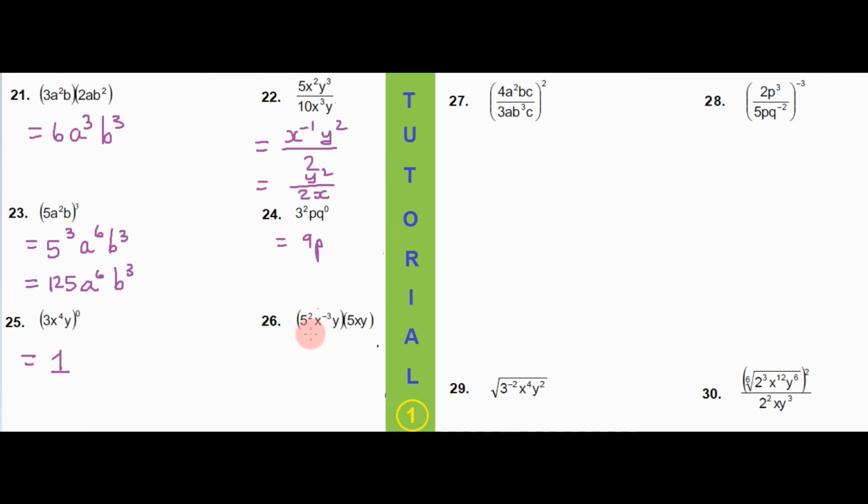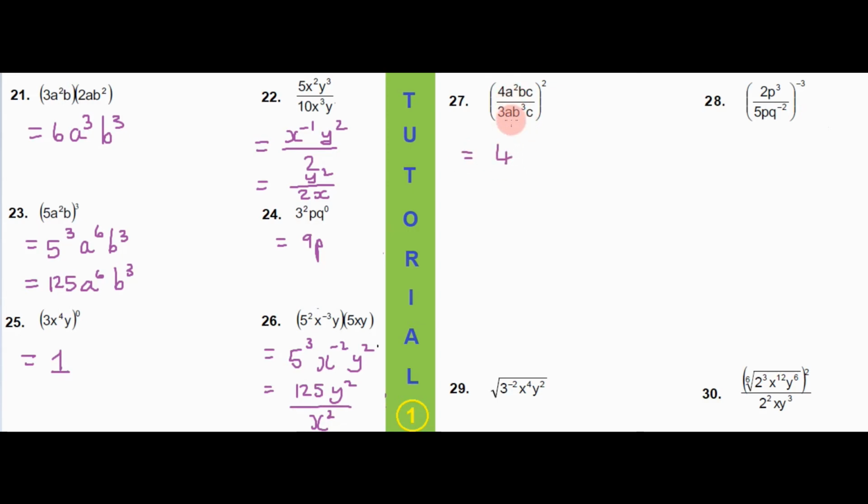Multiplying and adding the powers where the bases are the same. So it's going to be 5 to the 3, x to the negative 2, y squared. This is 125 y squared. And we can take the x to the negative 2 into the denominator as x to the positive 2, or x squared.